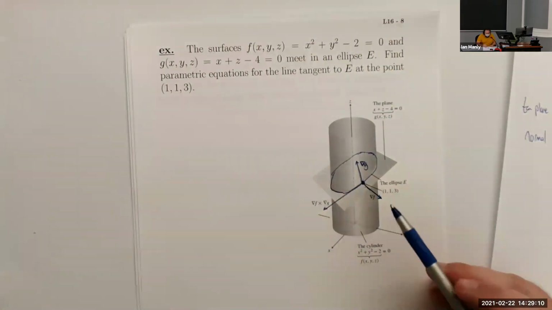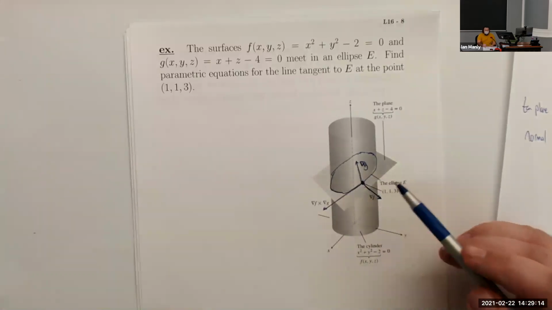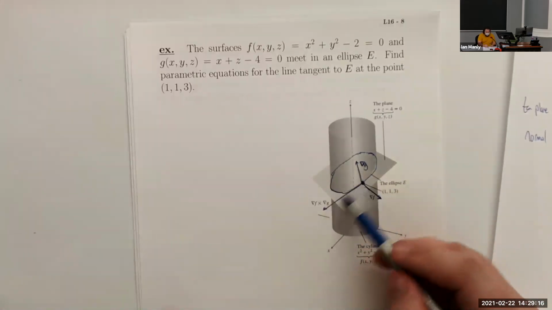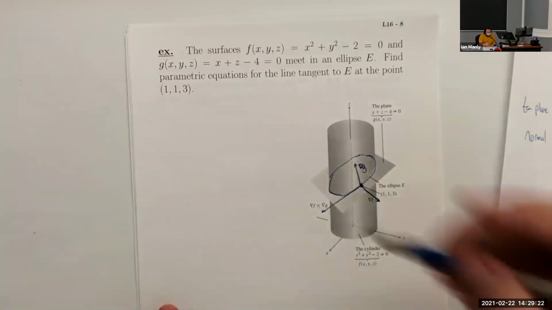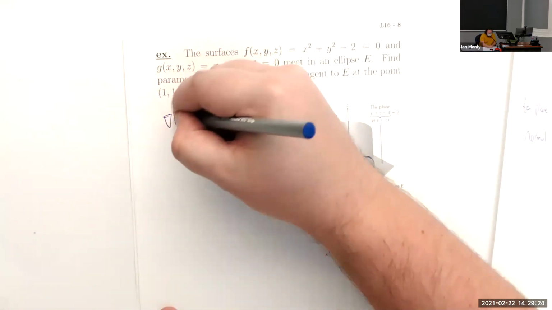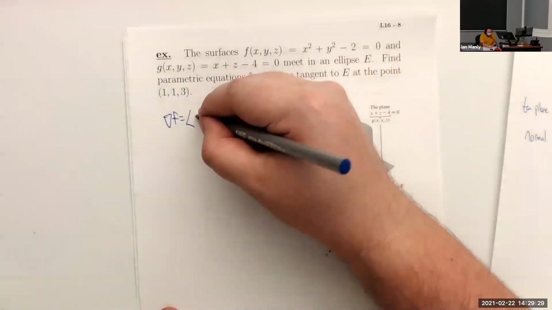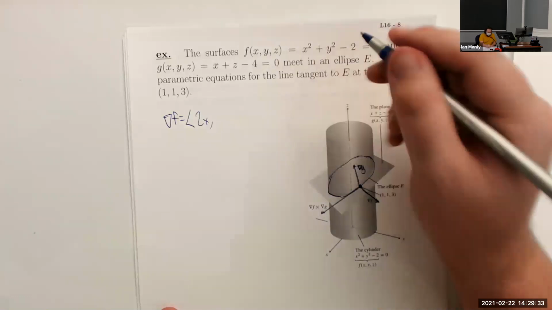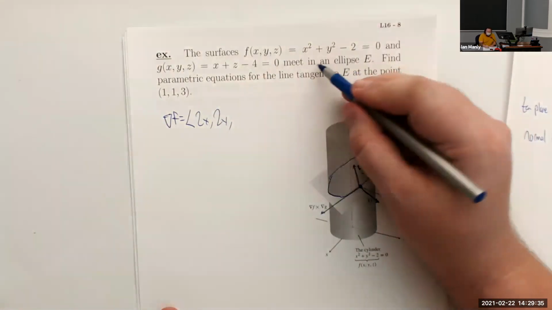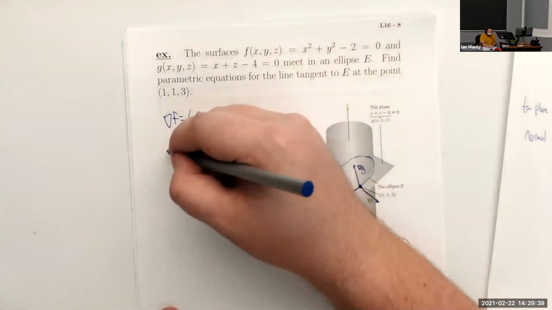So what do we need to do? We need to figure out the F gradient. We need to figure out the G gradient. We need to cross them to get this, and then we'll have the direction vector for our line right here. All right, so let's go ahead and do it. So what's the gradient of F? Let's see, we have 2x for the x derivative. We have 2y here. And then there aren't any z's at all. So that's going to be 0.